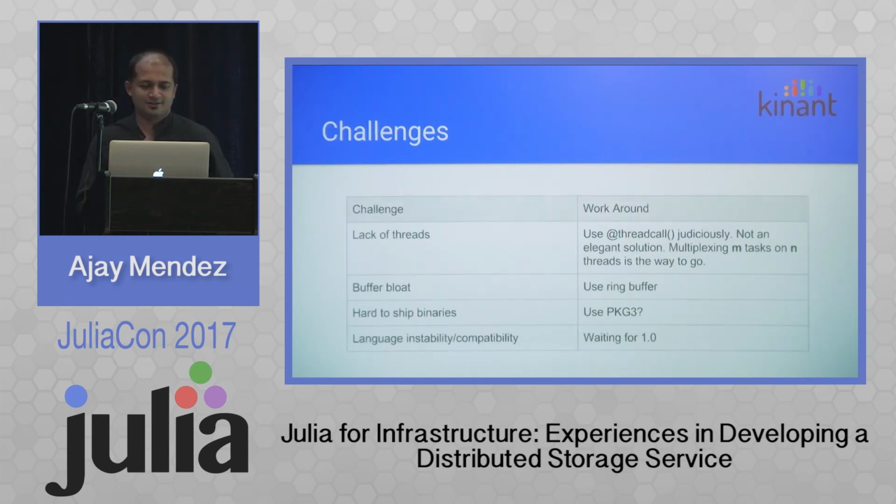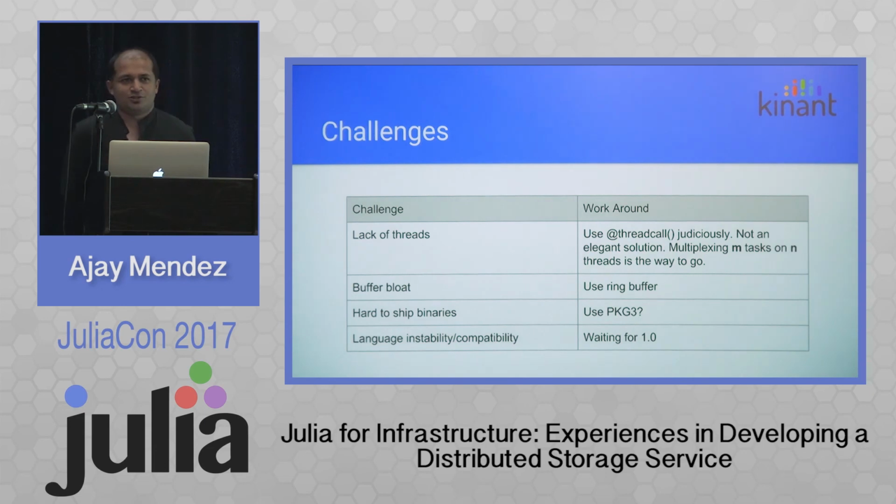Now coming to challenges, the lack of threads was the biggest challenge that we faced. Any software that takes requests, that's a server, I think needs some kind of multi-threading. The workaround that we used was thread call, but it's not an elegant solution because we had to port a lot of code from Julia back to C, because thread call calls into a C library.